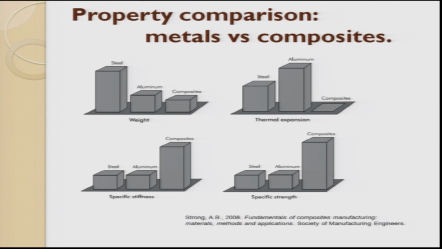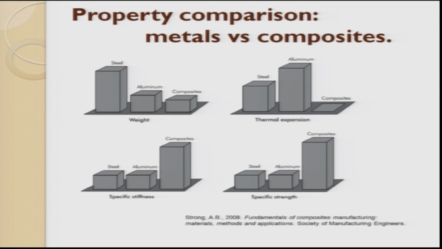Next is thermal expansion. You see the thermal expansion of steel is much better than that of aluminium, but when I make a composite, it is almost negligible. When I talk about stiffness, it is also seen that steel and aluminium are very close by. Composites have a very high specific stiffness. Then with specific strength, the composites excel.